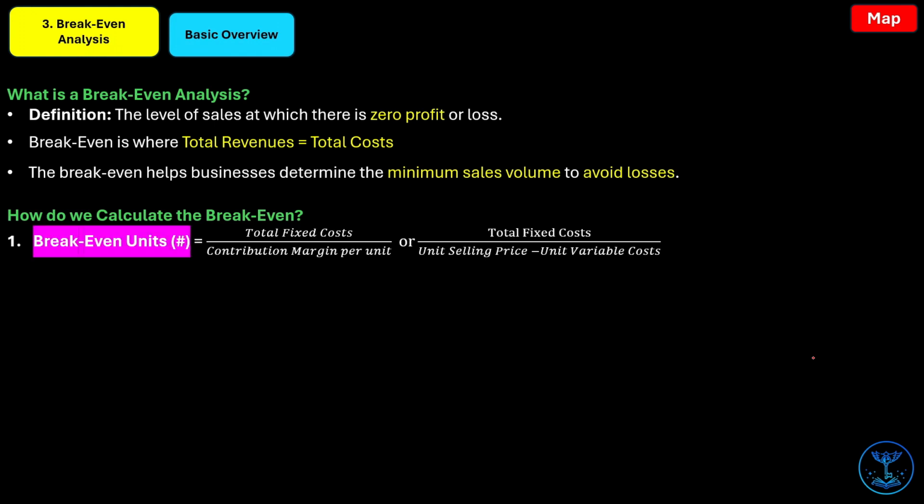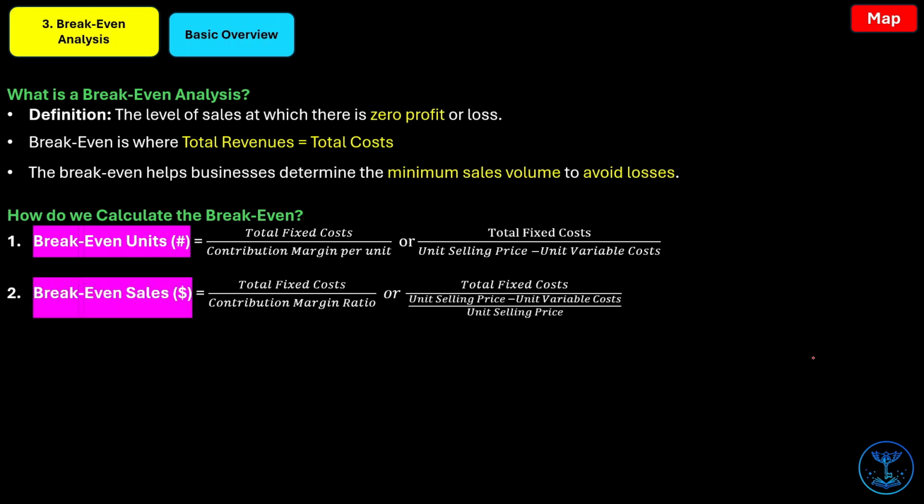So how do we calculate the break-even? Well, first there are 2 methods. First, it's the break-even in units. So this is total fixed cost divided by your contribution margin per unit, or your total fixed cost divided by your unit selling price minus unit variable costs. Step 2, it's your break-even sales. So this is in dollar amount. So total fixed cost divided by your contribution margin ratio.